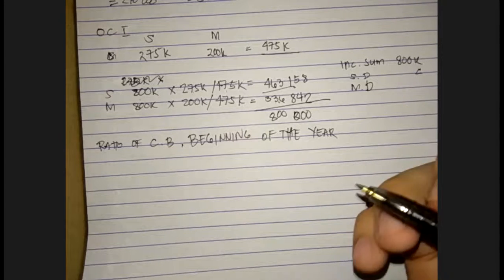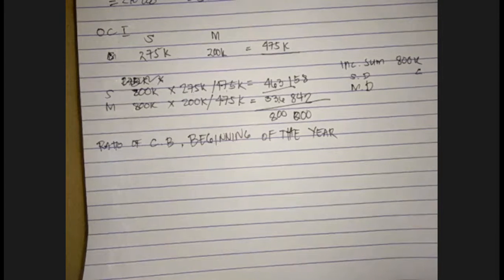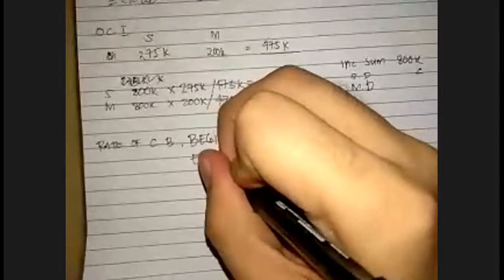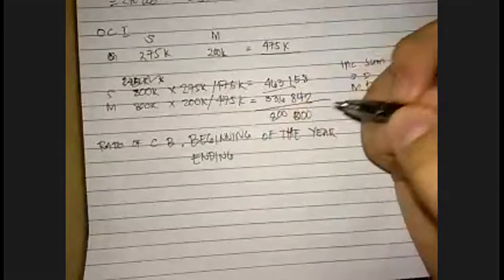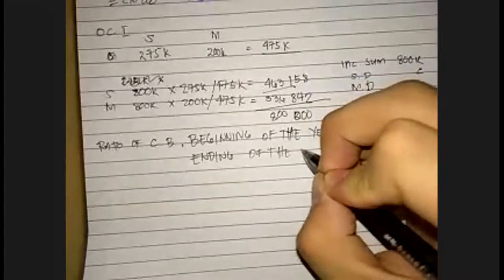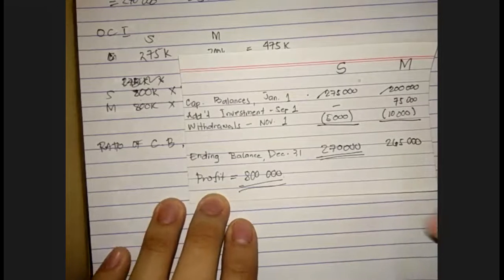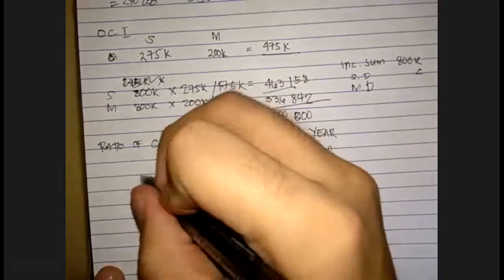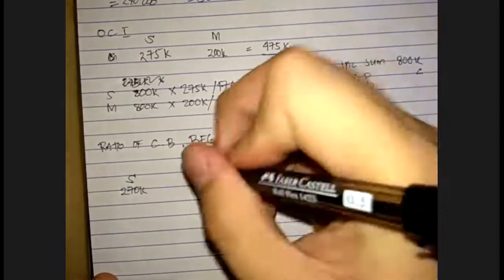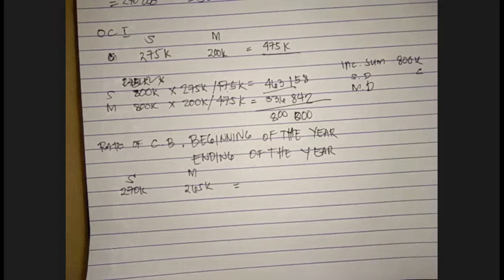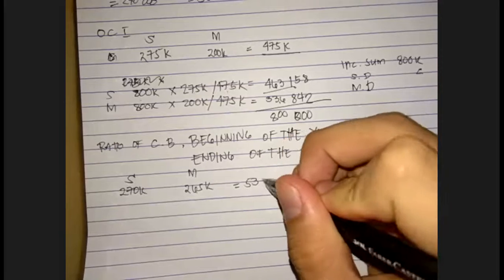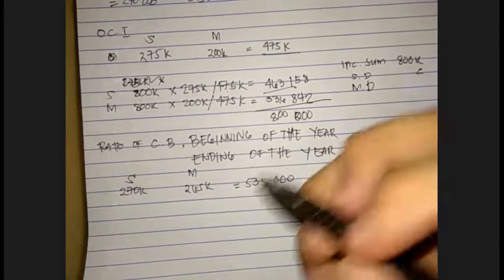So ganun. Let's proceed sa next is yung sa ending balance of the year. And makikita natin na ang ending balance ni S is 270 at ang ending balance ni M is 265. So si S merong 270,000 na ending and si M is merong 265,000. 270 plus 265,000 is equal to 535,000.